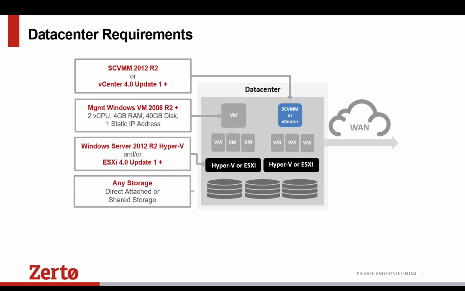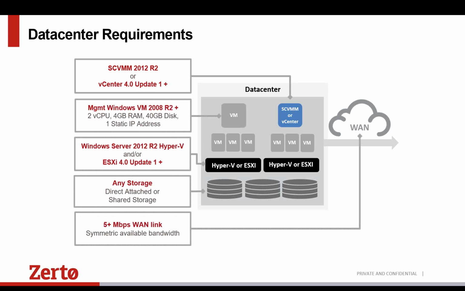As Zerto is storage agnostic, the storage can be shared storage, direct attached, NAS, anything that is presenting a data store to that hypervisor, Zerto can replicate from and to. And then in terms of the available bandwidth, it needs to be a minimum of 5 meg symmetric available bandwidth, i.e. both up and downstream.